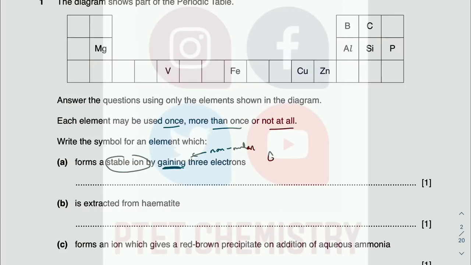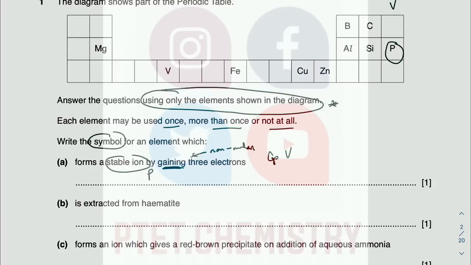So essentially you're looking at group 5, so there's a Roman numeral there. So group 5 is there. It says use only this element. So the only group 5 element shown there is P, so it's just P, and it says write the symbol.